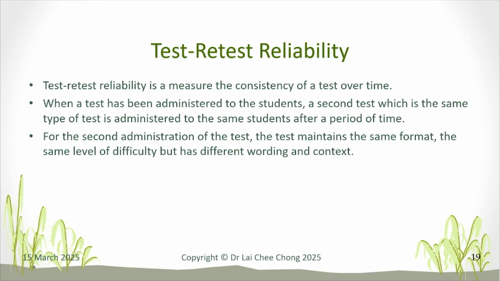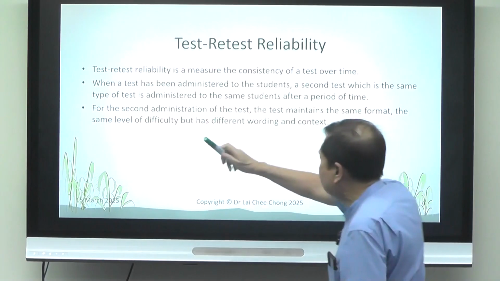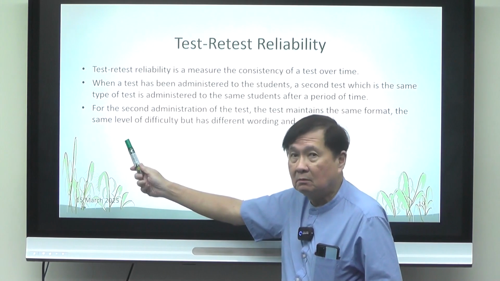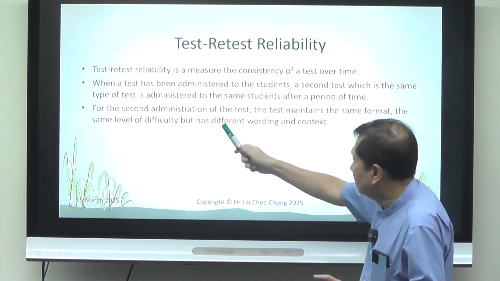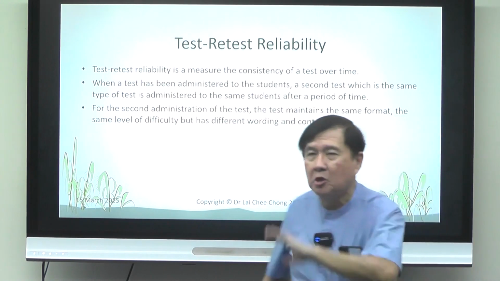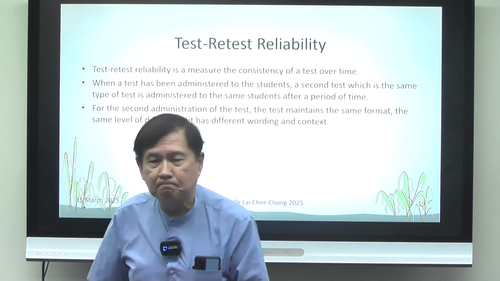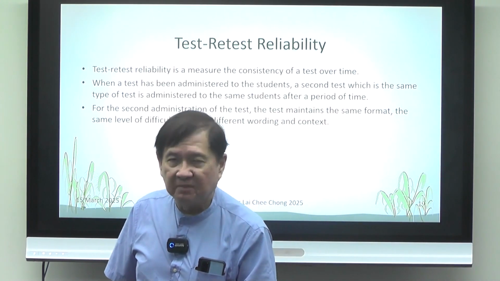So for the administration of the second test, the test maintains the same format. If you have so many MCQs, the same for the other side. Short answer, same. Same format, same level of difficulty, not harder or easier, except for different wording and different context. You change the context and the wording, and see how they perform.